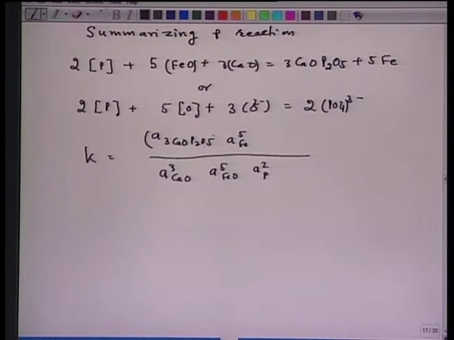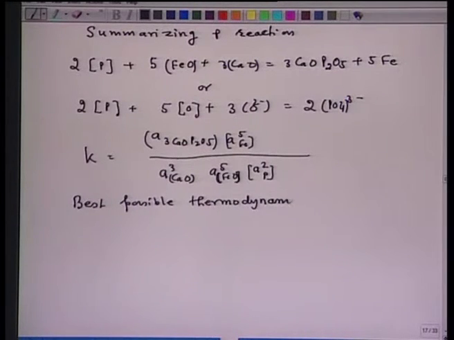Now, this is in the slag, this is in the metal, this is in the slag, this is in the metal, and this is in the slag. Now, from here we can arrive at the best possible thermodynamic conditions for phosphorus removal. Number 1, as I illustrated, low temperature.